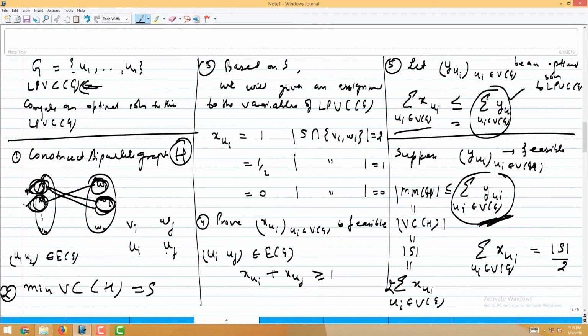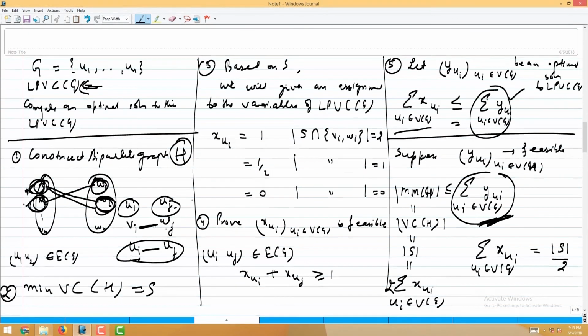To prove that it's a feasible solution for H, we have to say that for every edge something holds. So look at any edge in H. This is an edge between some Vi and some Wj. Vi corresponds to some Ui and Wj corresponds to some Uj. What was the value that I gave to Vi? The same value as Ui. And what is the value that I gave to Wj? The same value as Uj. And why is there an edge between them in H? Because there was an edge between Ui and Uj in G.